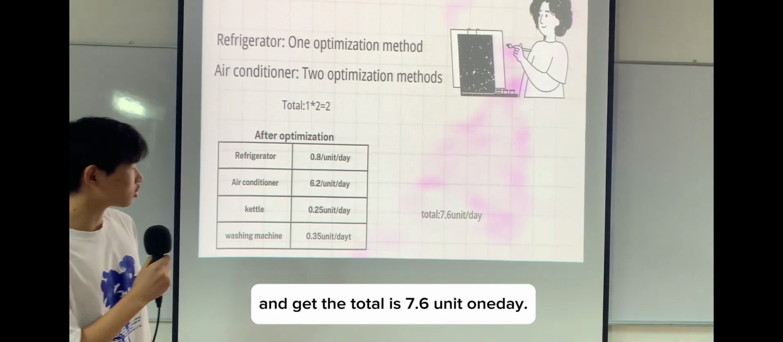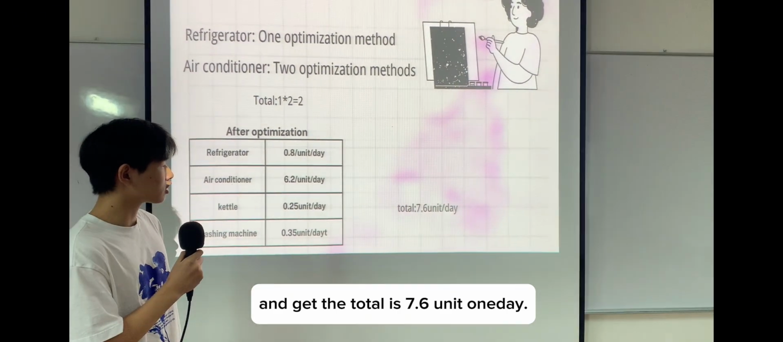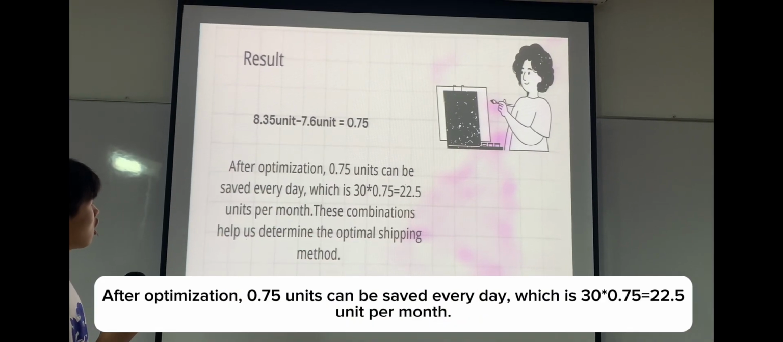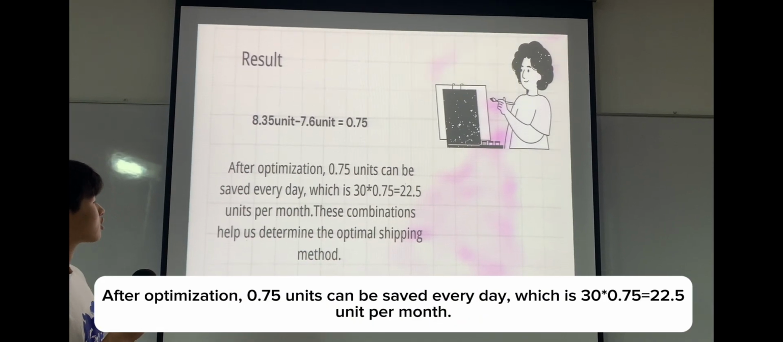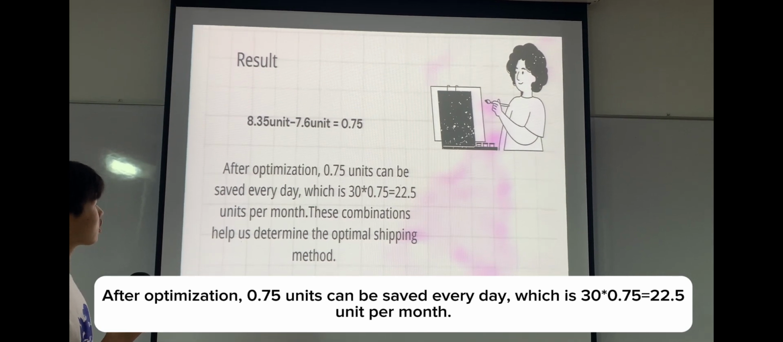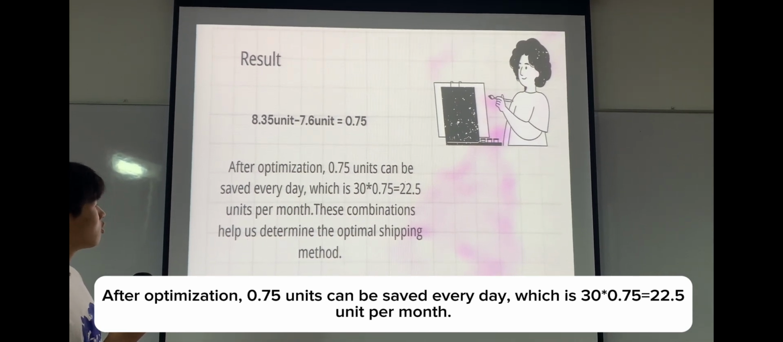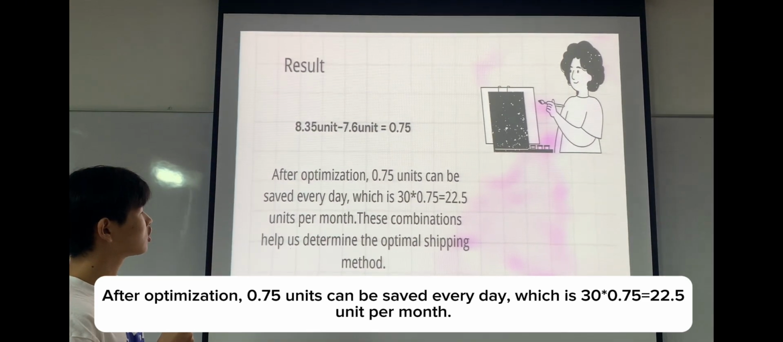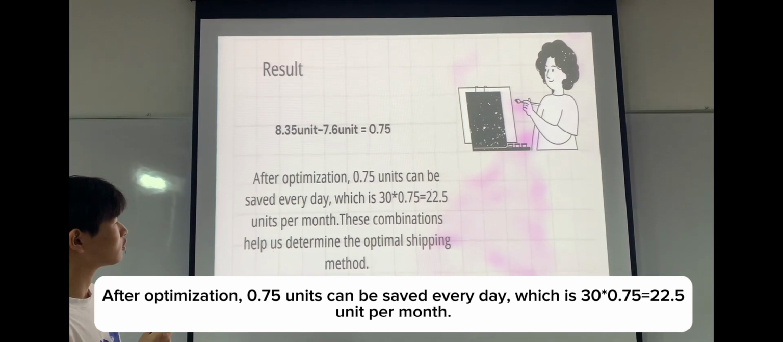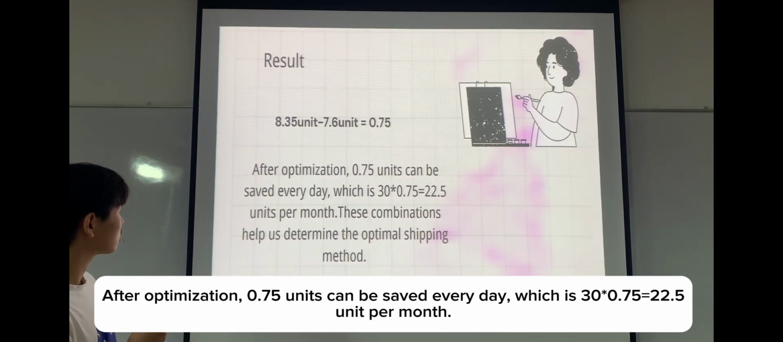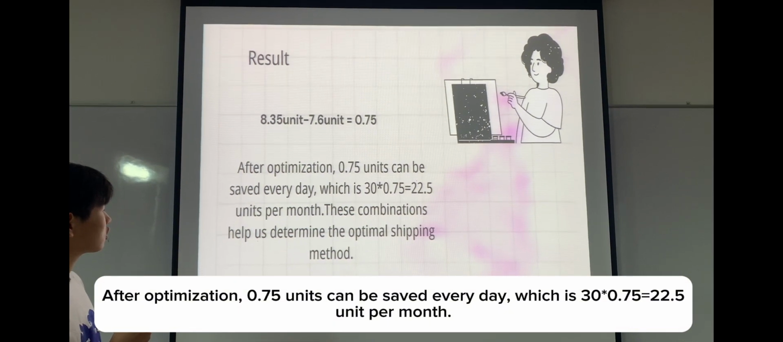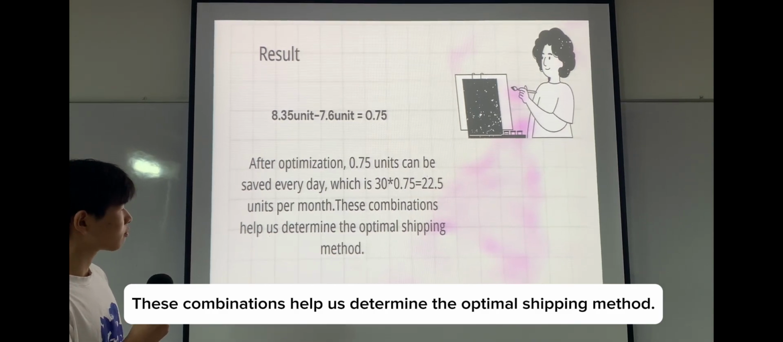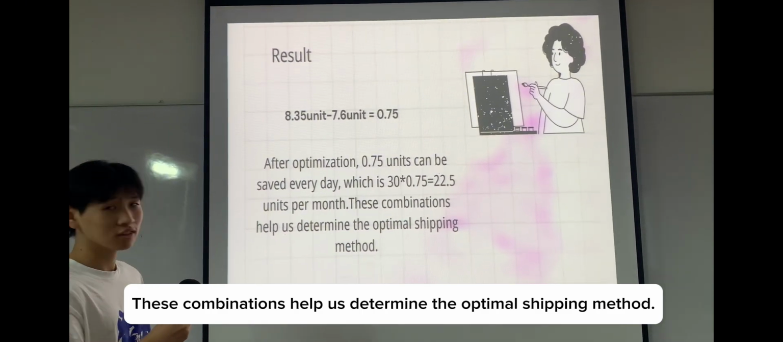Then we get totals of 7.6 units per day. After optimization, 0.75 units can be saved every day, which is 13 times 0.75, about 2.5 units per month. This combination helps us determine the optimal shopping method.